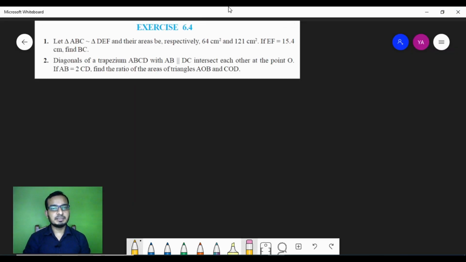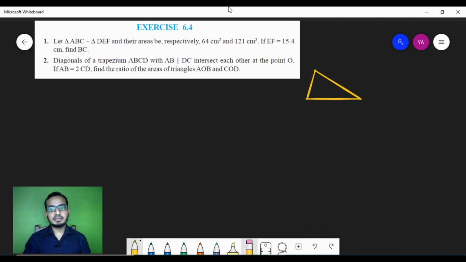These are the questions we discuss in this video. First two questions from exercise 6.4. Let's read the first question. Let triangle ABC be similar to triangle DEF and their areas be respectively 64 cm square and 121 cm square. If EF is equal to 15.4 cm, find BC. There is no figure given. Actually, to do this question, there is no need of a figure. But anyhow, to make the question clear, I shall draw some rough figure here.